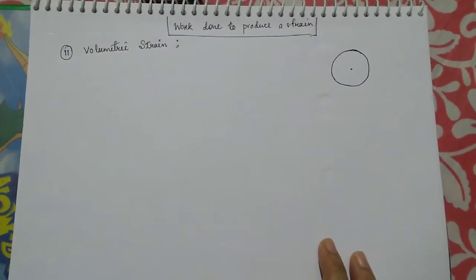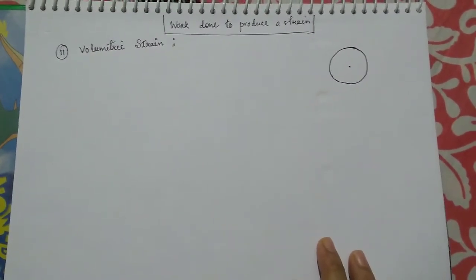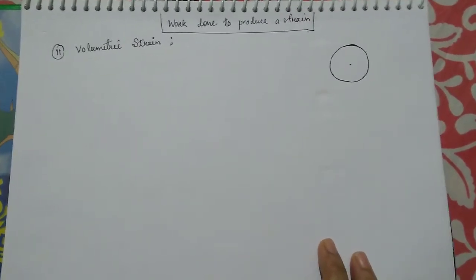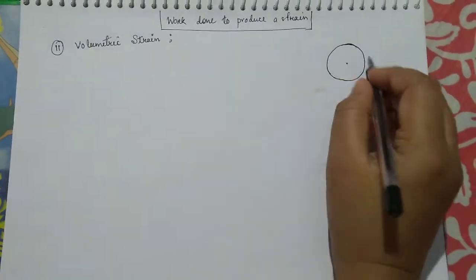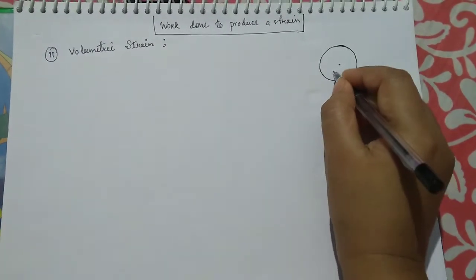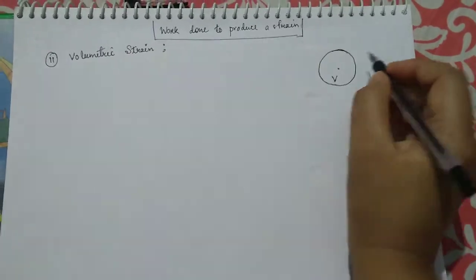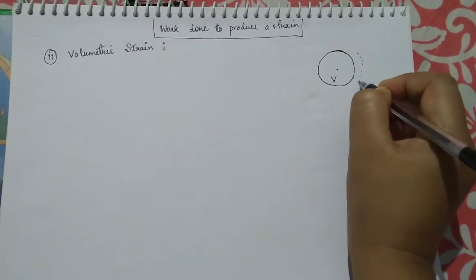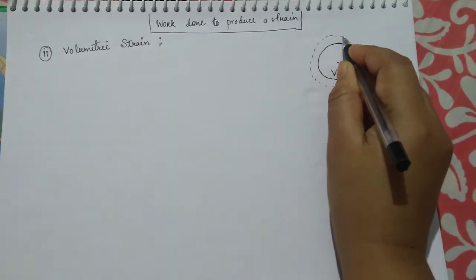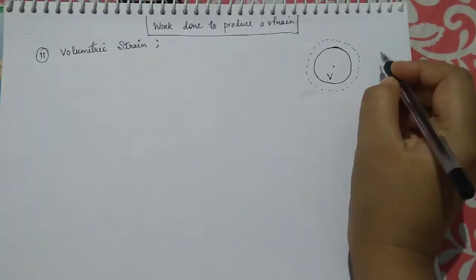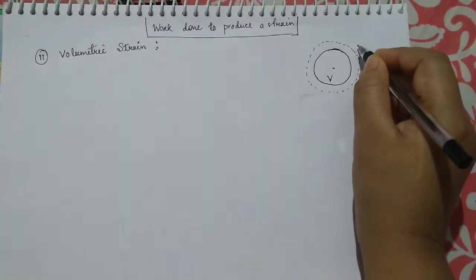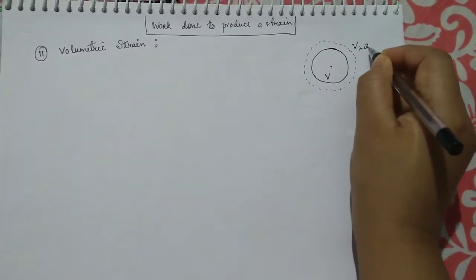Hello students, now let us calculate the work to be done to produce a strain in case of volumetric strain. So this is the second part. Suppose that you have a particular sphere of volume capital V, and you want to increase the volume of the sphere to this much. In this stage the volume will be V plus small v.